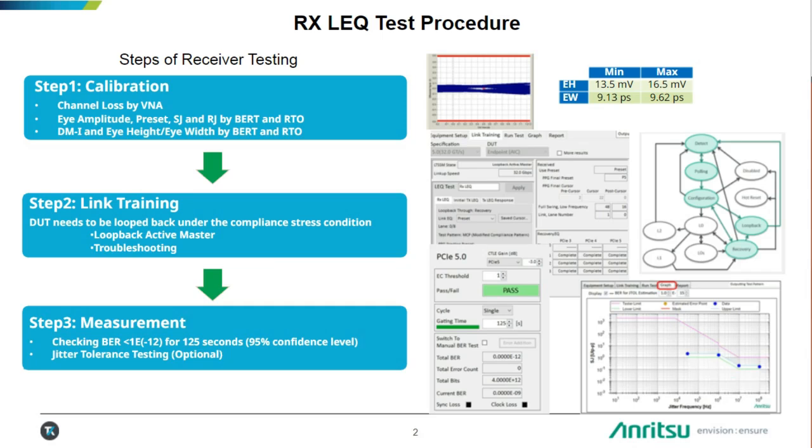Historically, Gen 3 and Gen 4 allowed 1 error at 10 to the minus 12, but for 30 seconds or 60 seconds. So the confidence level is not so high, but Gen 5 is 125 seconds. So now it's more strict. Then once your DUT passes this BER test, you can make a margin test. We call it jitter tolerance test. That is optional, but it's nice to run the jitter tolerance test to know how much margin your DUT has.